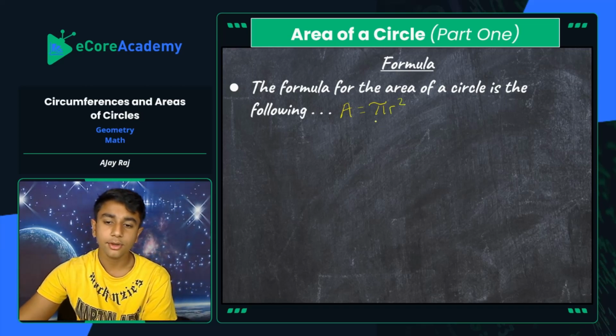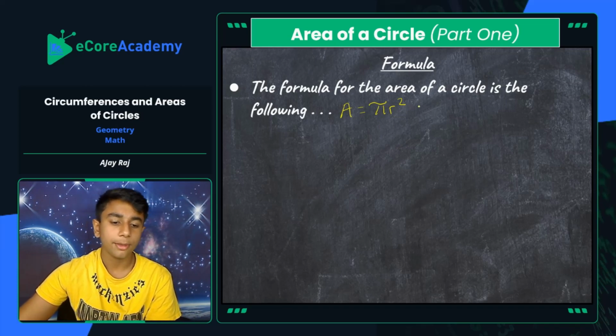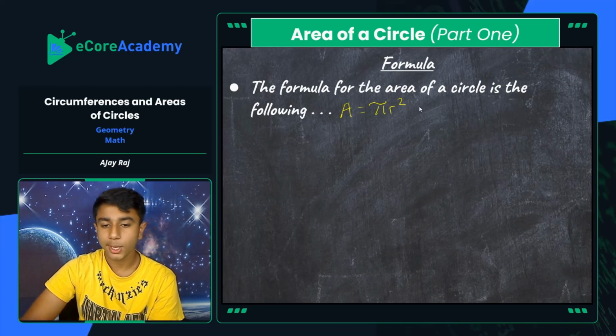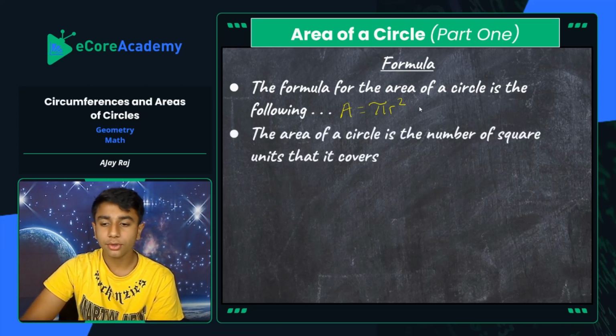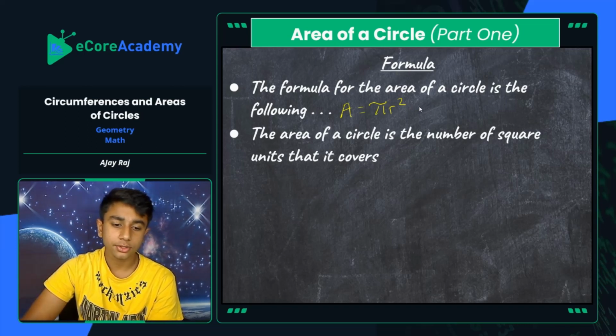In this equation, of course, pi represents pi, r represents radius, and the radius is being squared and then multiplied by pi. So you're squaring your radius and then multiplying it by pi. Due to PEMDAS, the order of operations, you're going to square it first, and then multiply. The area of a circle, like any other figure, is the number of square units that it covers, so the total amount of square two-dimensional area that it actually takes up.